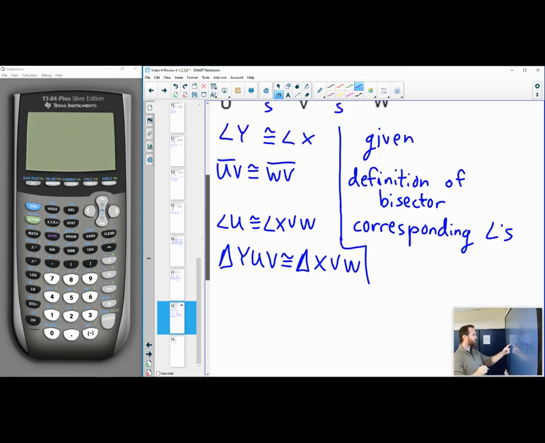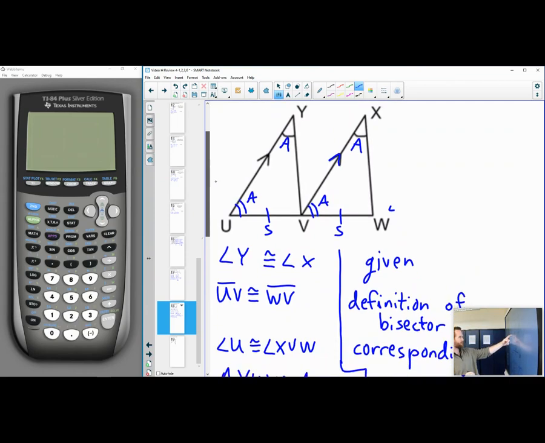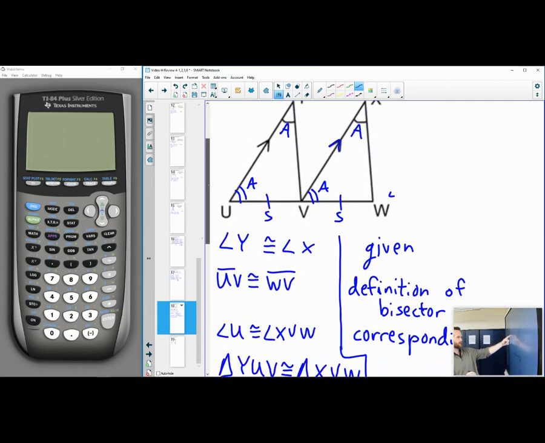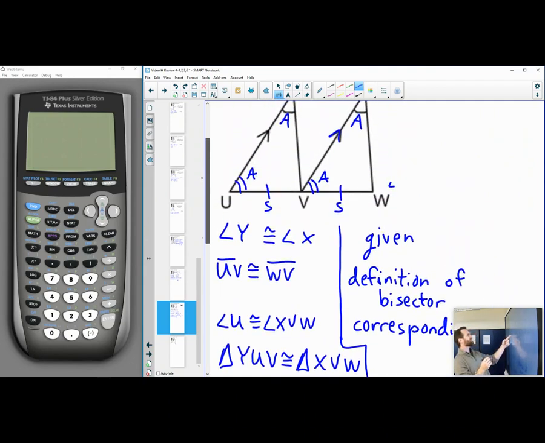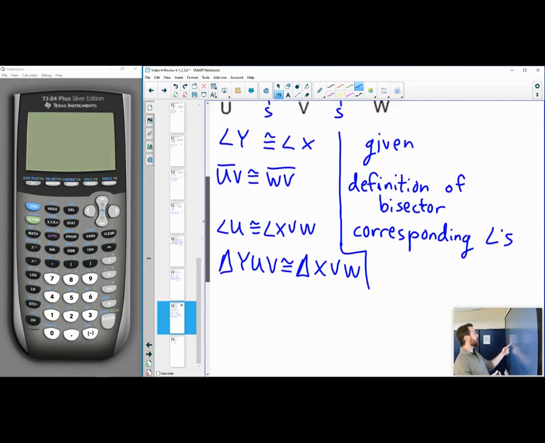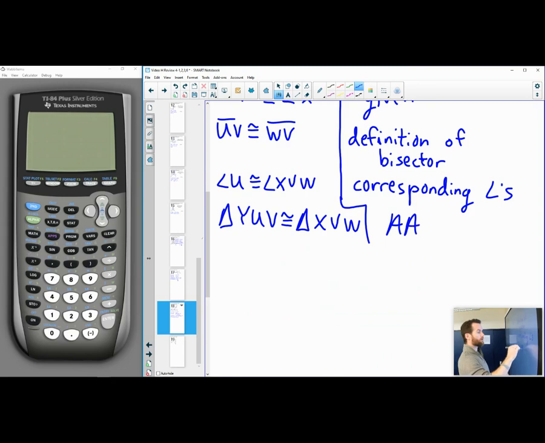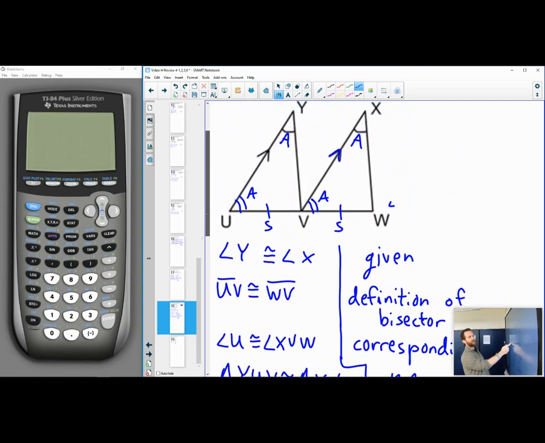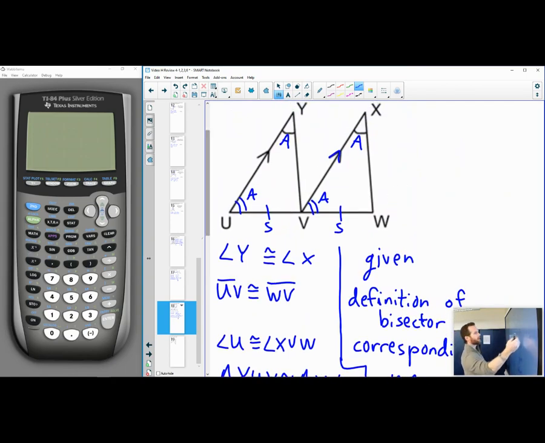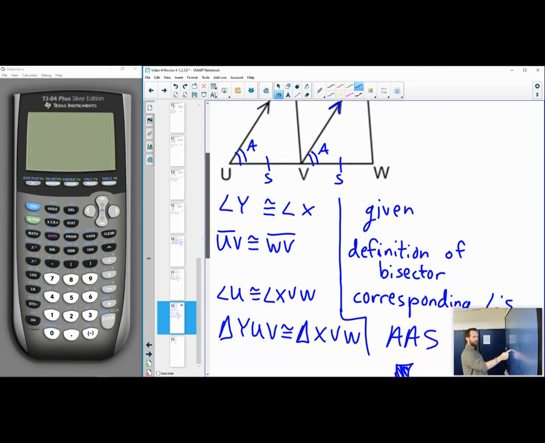XVW, I'm going to check those names one more time, making sure I'm not making a small mistake here. YUV and XVW looks good. And that was because, what was the pattern? Angle, angle, side? Yeah, 2 angles with a non-included side. So it's angle, angle, side, and there we go. I'm going to double check that pattern one more time. I always hate when I make a mistake at the very end of the video and have to go back and edit. Angle, angle, side, and both. Yep, looks good to me.